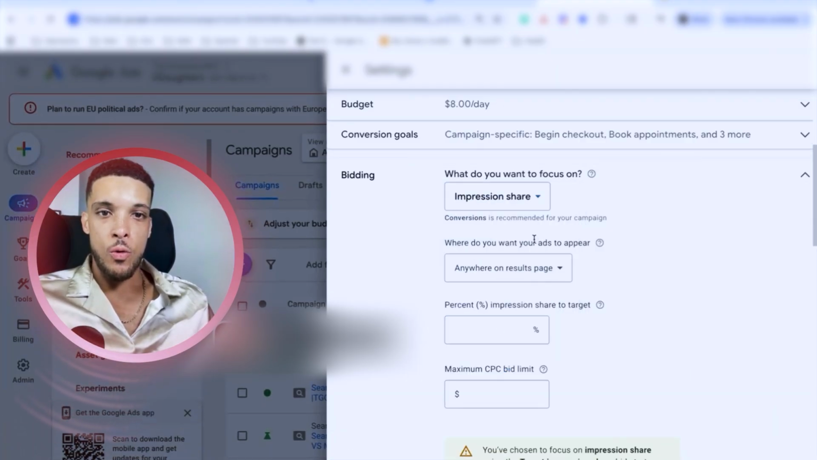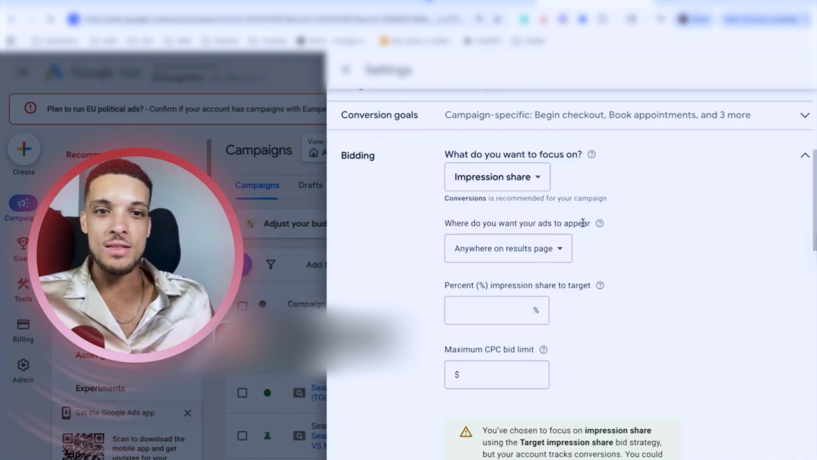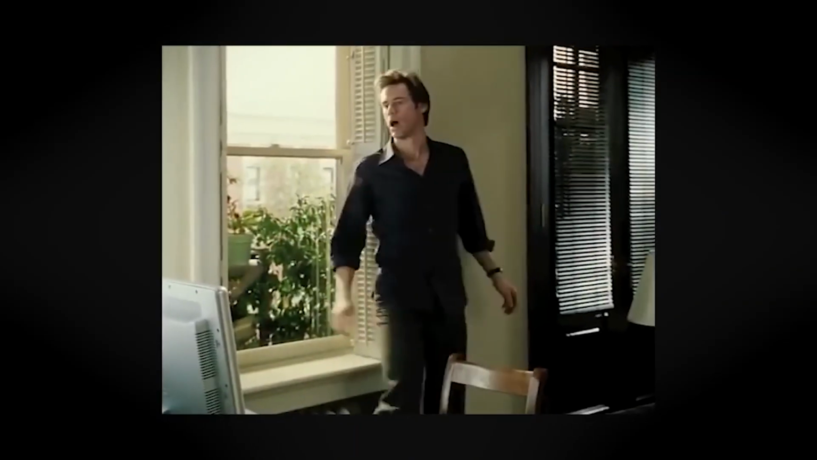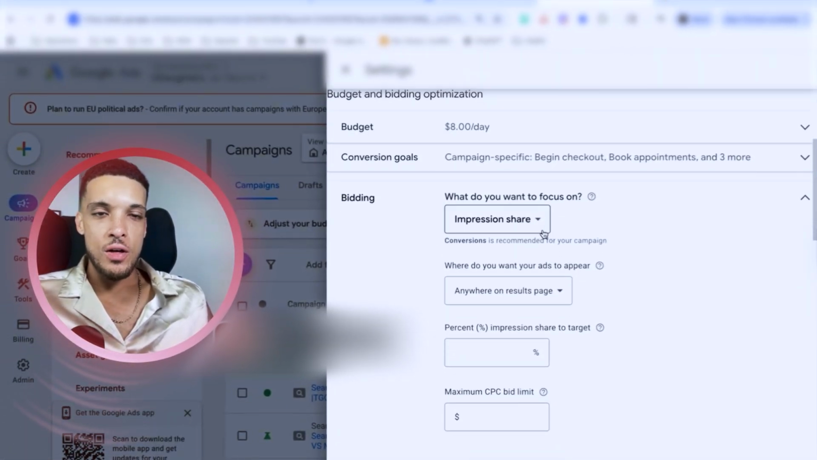So the first one I want to start with is target impression share. Target impression share is really bad because you want to show at the very top, position 1, 2, or 3 on Google Ads. Why this is bad is essentially you're not telling Google you actually want sales or leads. You're just telling it you want to show up at a certain part of the page.